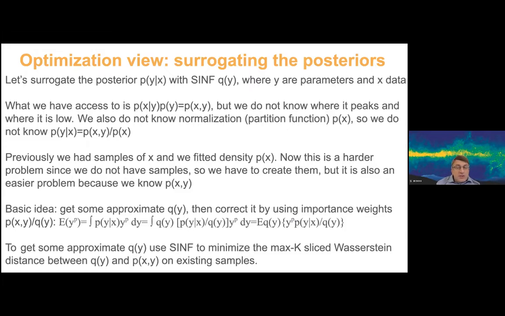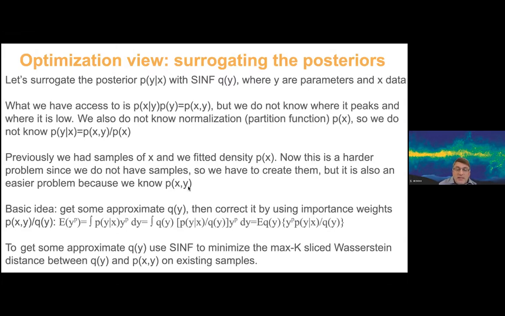We do not know the normalization function, or the partition function, P of x, so we cannot write down the posterior explicitly. But more importantly, we just don't know where this posterior is going to peak. We don't know that a priori. Previously, we had samples from the data X, and we were able to fit the density to that. Now, we cannot fit directly because we don't know where the density actually even peaks. So this is a harder problem, and this sampling problem is one of the most challenging problems, and it is also very important because we want to get uncertainty quantification using Bayesian methods.